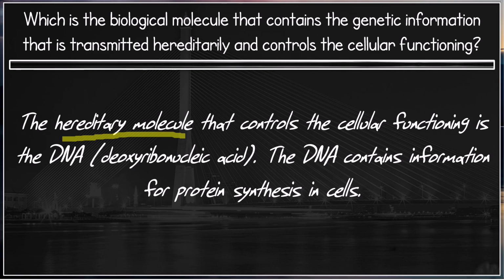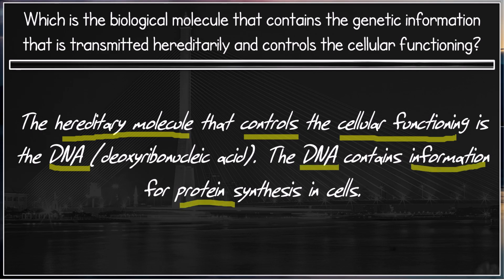The hereditary knowledge that controls the unicellular functioning is the DNA, deoxyribonucleic acid. The DNA contains information for protein synthesis in cells.